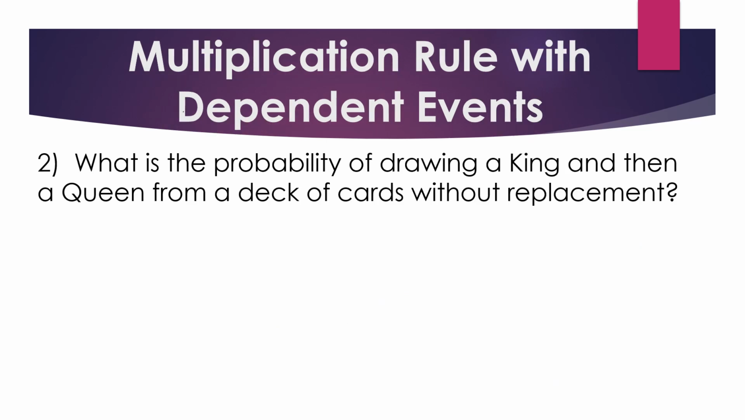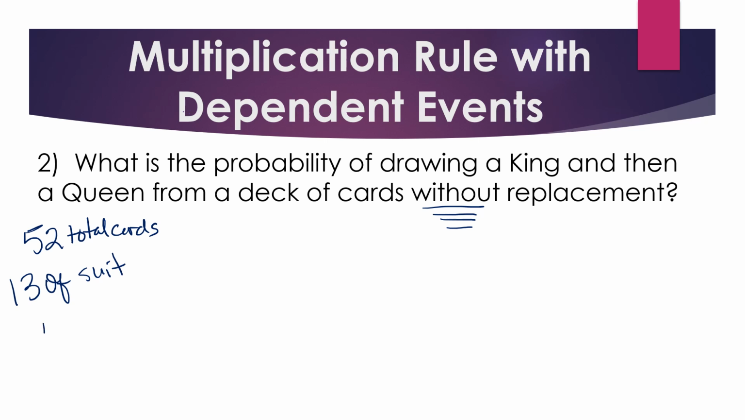All right, example 2, what's the probability of drawing a king and then a queen from a deck of cards without replacement? Okay, so drawing a king. How many kings are there in a deck of cards? Well, first off, we've got to know you have 52 total cards. And you have 13 of each suit.